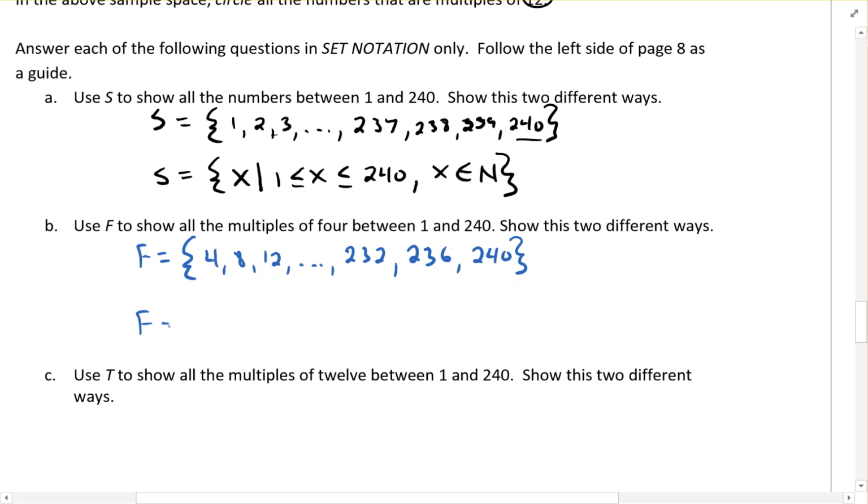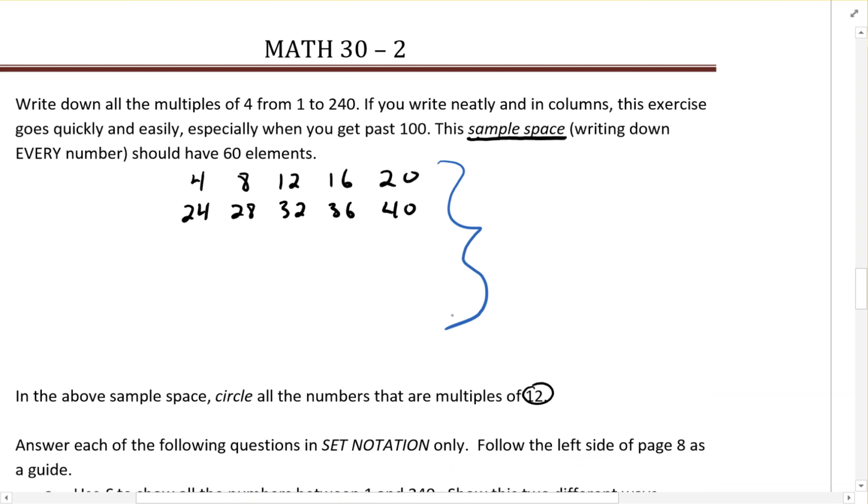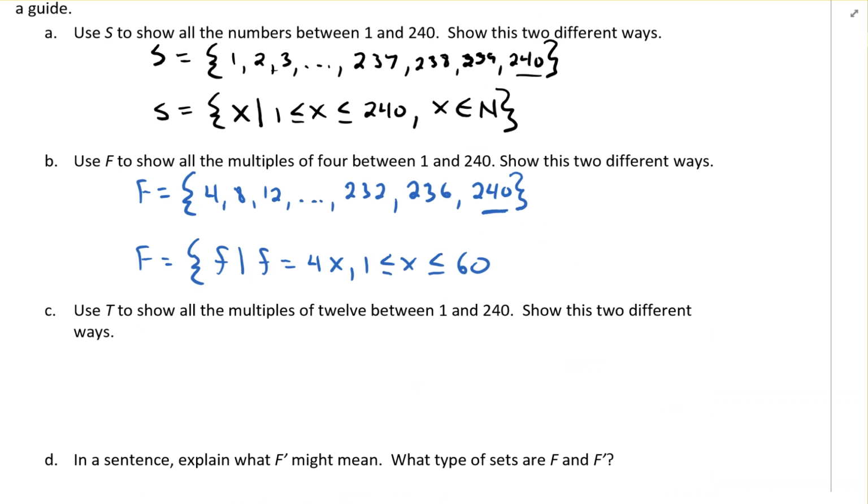The other way of writing this now would be, and here's the part that I found students kind of forget or get a little confused on. You'd write lowercase f, such that that lowercase f is going to be equal to 4x. And then you'd say where, and what are the restrictions on x going to be? You'd say x is greater than or equal to 1. And then the other side of this, would it be 240? Well, no, it's only going to be 60, right? There were only 60 elements in this list. When you made your list, there would have been 60 different elements there. And then you just add the restriction where x is any natural number.